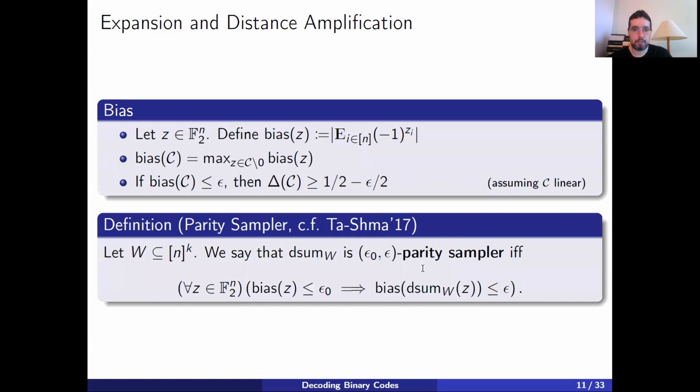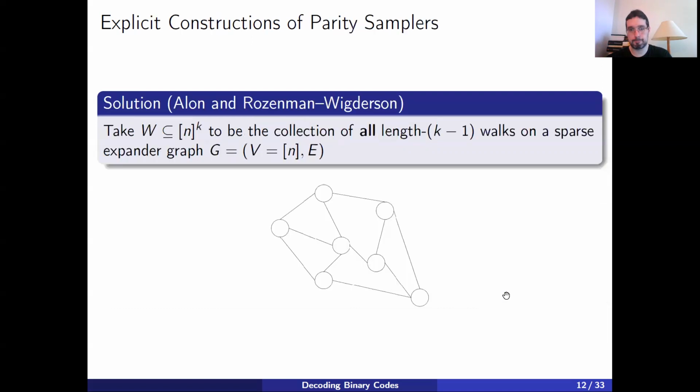In order to study the power of a collection of tuples in reducing the bias and amplifying the distance, Ta-Shma introduced this notion of a paired sampler. It's indexed by 2 parameters, epsilon_0 and epsilon, and we think that epsilon is much smaller than epsilon_0. This collection is going to be a paired sampler if, for all words whose bias is not too large, the direct sum of the word using the collection has a much smaller bias, epsilon. So that will be a paired sampler for us.